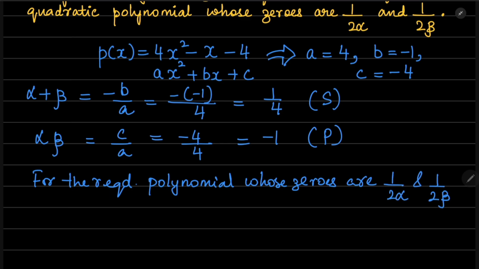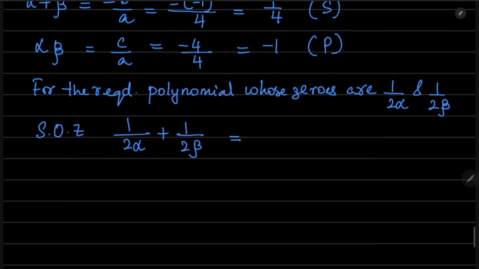Now let us calculate the sum. The sum of zeros, SOZ, is 1 by 2 alpha plus 1 by 2 beta, right? You take the LCM, so your LCM would be 2 alpha beta. So what will be the first term? 2 alpha into what will give you 2 alpha beta? It will be beta. So beta into 1 is beta. Plus again, 2 beta into what will give you 2 alpha beta? It is alpha. So alpha multiplied by 1 will give you alpha.